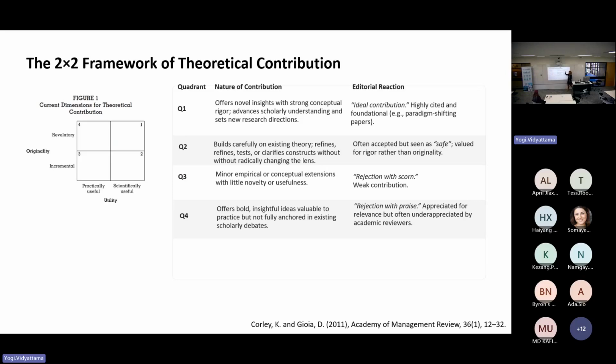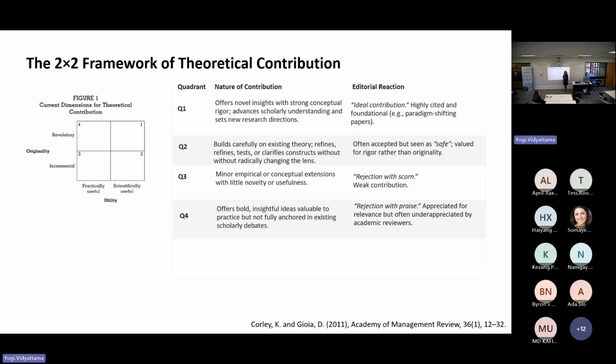You have something new, it's changing the way we're doing things, but it's also original, it's new. It's not something that had been done and rehashed many, many times. If the paper is falling in the Q2, it's very scientifically useful, but the originality not so much. Usually it's when you're extending theories that have been there, you're testing them in different areas. So often accepted, but seen as a safe space.